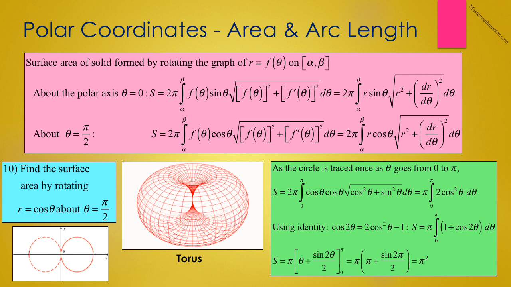Using the identity that cosine of 2 theta is equal to 2 cosine squared theta minus 1, we can rewrite this as S is equal to pi integral from 0 to pi of 1 plus cosine of 2 theta d theta. Integrating that, we get pi times theta plus sine of 2 theta over 2, evaluated from 0 to pi, getting pi times the quantity pi plus sine of 2 pi over 2, and we get exactly pi squared.